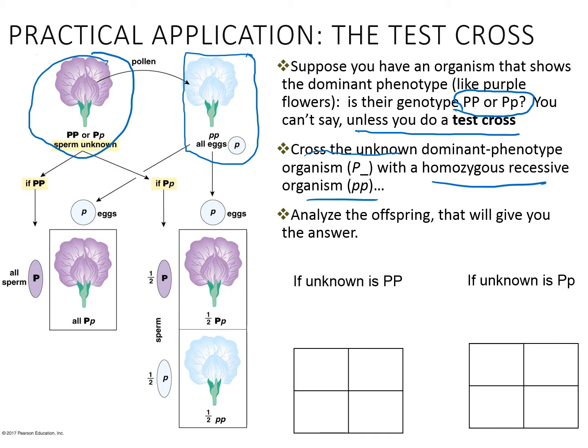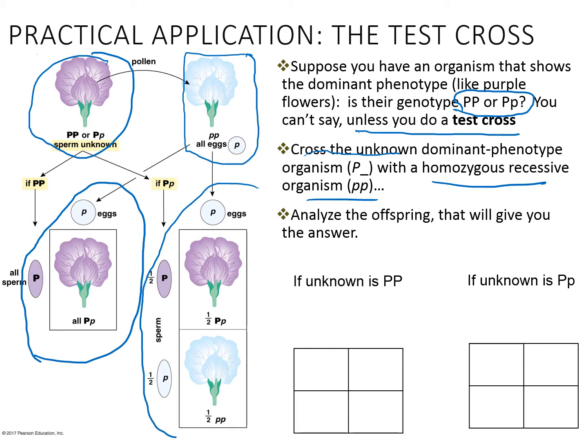So we cross them. And if all the offspring are purple, like shown here, then it must be that the unknown parent is big P, big P, homozygous dominant. If, on the other hand, we get at least one white flower, then we can say that the unknown purple flower must be heterozygous.